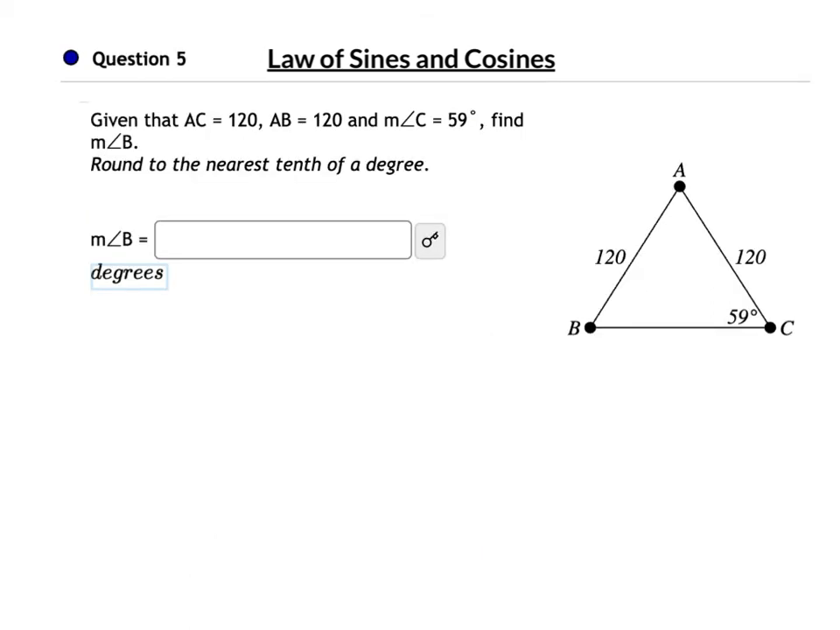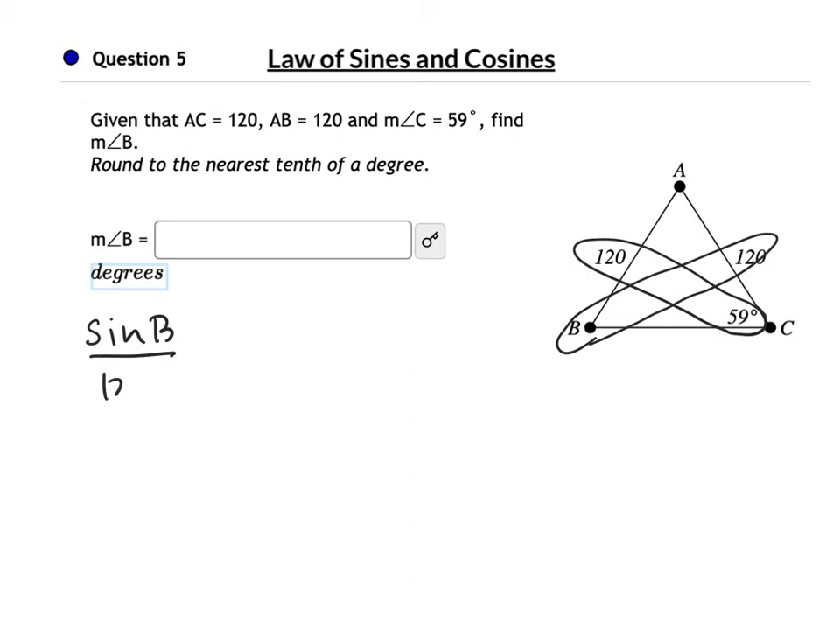Question 5 is our last example of law of sines. Notice how we're looking for angle B, and we have its opposite side, and we're given another angle and its opposite side. All about opposites. You need two pairs of opposites. Any one thing can be missing. We're looking for an angle. At some point, we're going to use the inverse sine, but set it up like normal. The sine of angle B over its opposite side, 120, is equal to the sine of angle C, which is 59 degrees, over its opposite, 120.